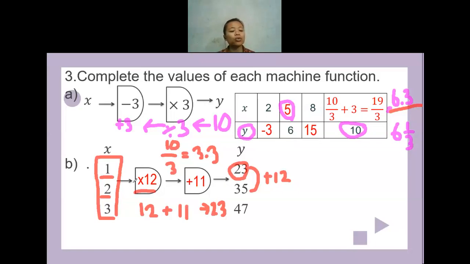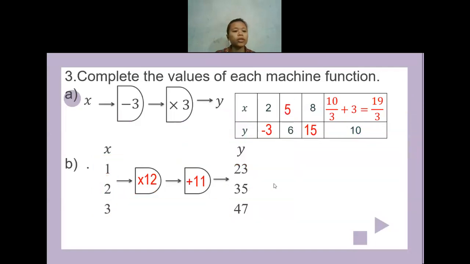After that, I need to check for another input. When the input is 2, so 2 times 12 will be equals to 24. And then the output is 35. 24 plus 11 will be equals to 35. It means the rule is already correct. Is there anyone having any question for the question 3b so far? Or maybe I talk too fast? Clear. Clear for sure. The others, is there anyone having any question? No, teacher. Okay, if you have no question, I will move to the question 4.